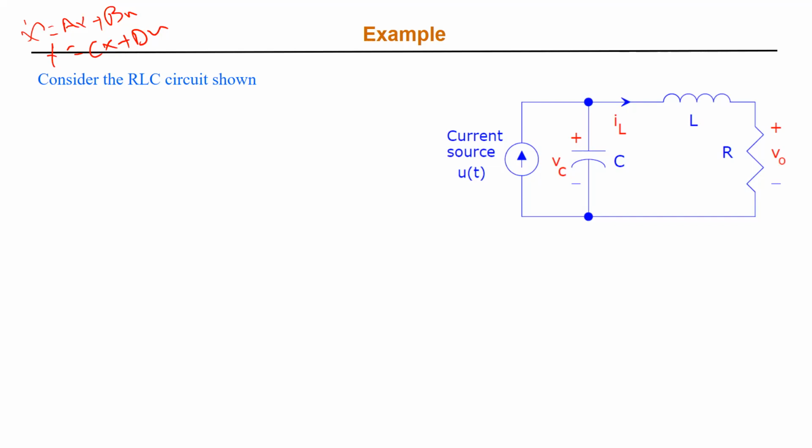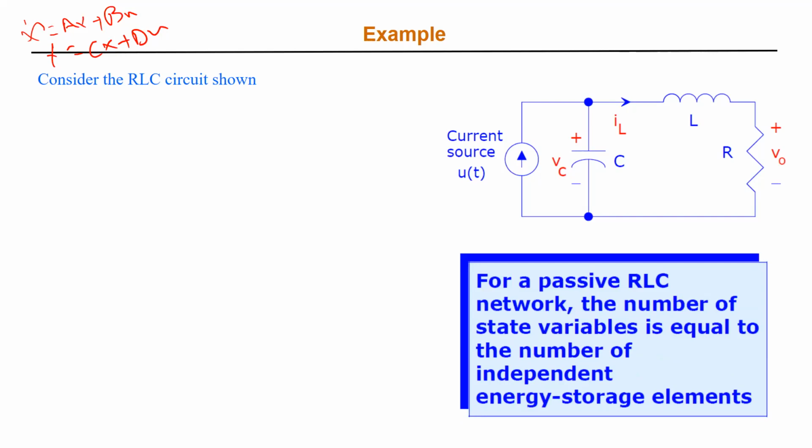Now, look, if I have a passive circuit, the number of independent variables will be the number of energy storage elements. Here I have L, the inductor, which will store energy, and C, which will store energy. So my system is going to be of second order. If I have another inductor, then my system will be third order, and so on.